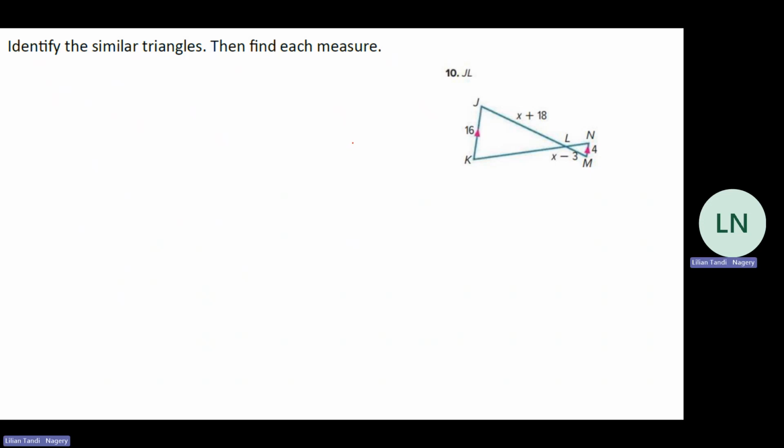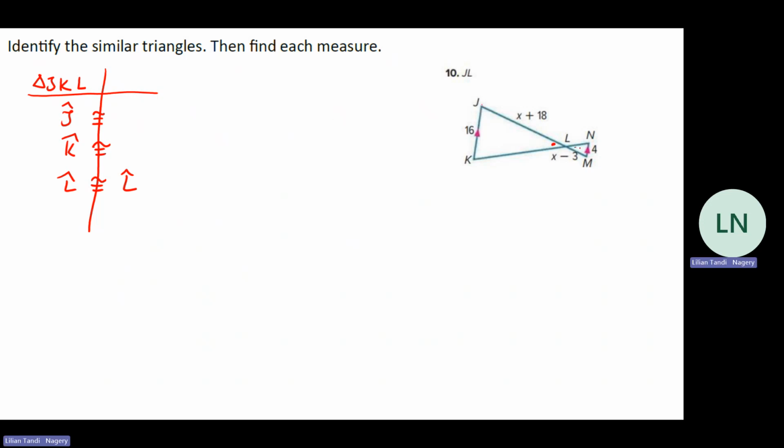Identify the similar triangles. So triangle JKL. Angle J is friends with angle K, which is angle JKL. Now we want to find who the corresponding angle is on that side. So L will always be here. If this is L, so they're the same. So they're friends like that.